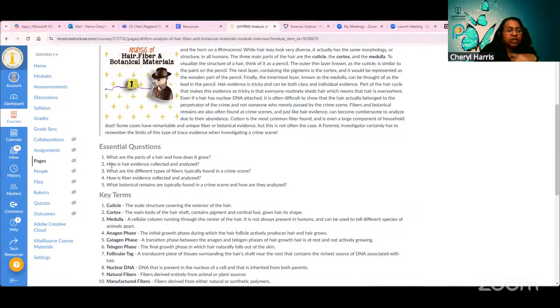But for this test, we're focusing on why is it important to forensics? How is hair evidence collected? What are the different types of fibers typically found at a crime scene? How is fiber evidence collected? And what botanical, that means plants, remains are typically found at a crime scene and how are they analyzed?